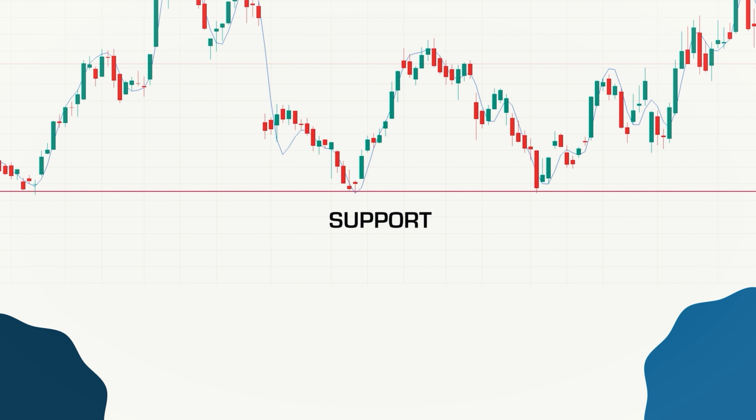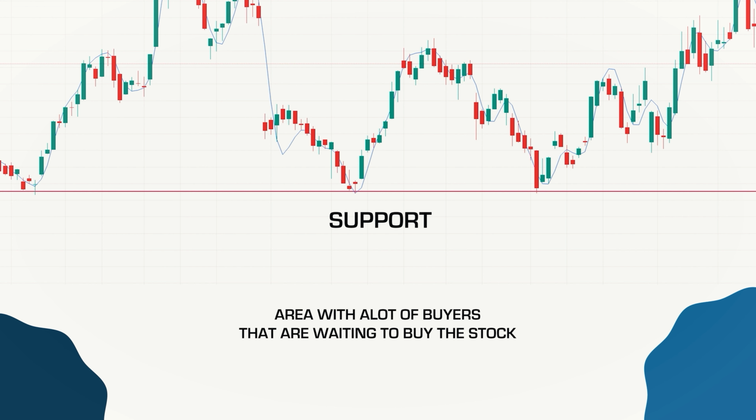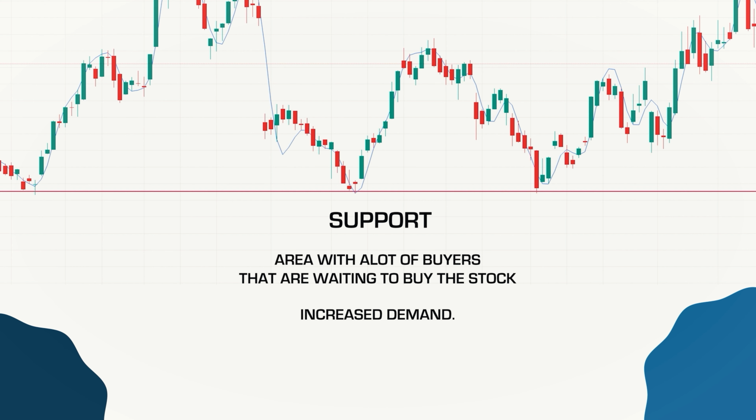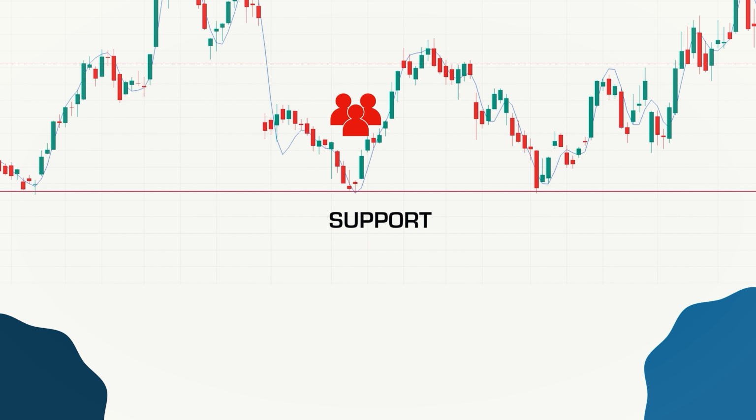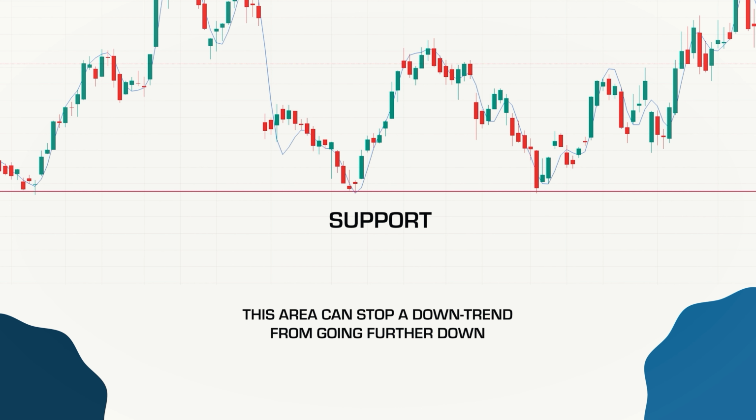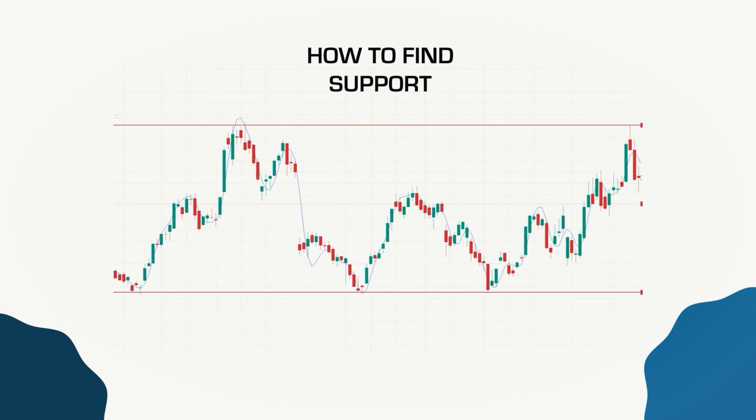Support, as the name suggests, is an area at which a lot of buyers are waiting to buy the stock. That means increased demand, which makes it difficult for sellers to push below. Hence, it is called support. This area can stop a downtrend from going further down, kind of like a floor. We can find support levels by searching for places where the stock has bounced back multiple times.